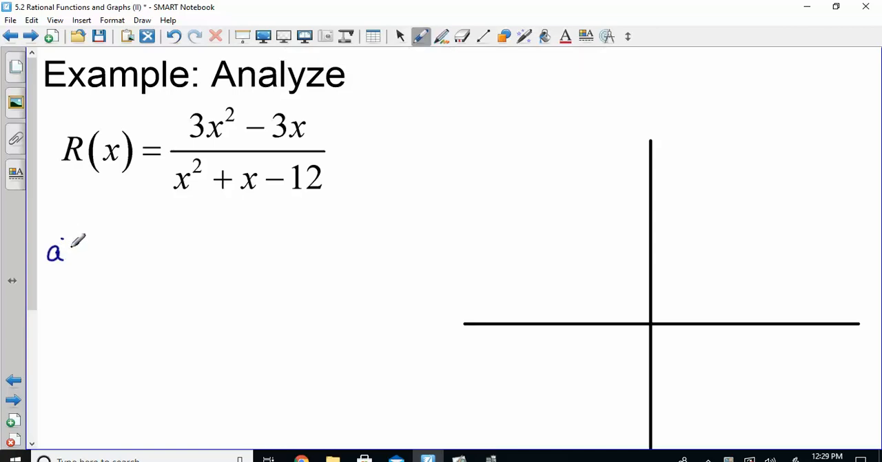So to factor the top, what could we do? We'll take 3x. And that leaves us with minus 1. Okay. On the bottom, how would I factor that? Easy method. So x squared breaks into x. Multiply to negative 12 and add to positive 1. Minus negative 3 and 4.